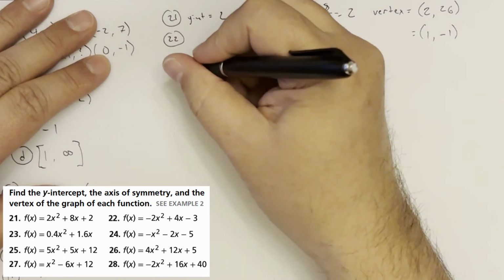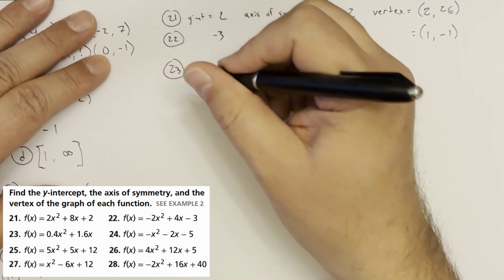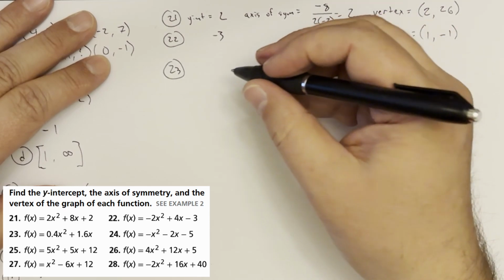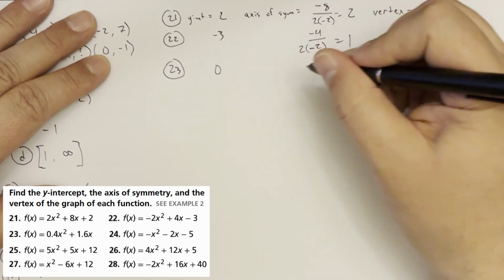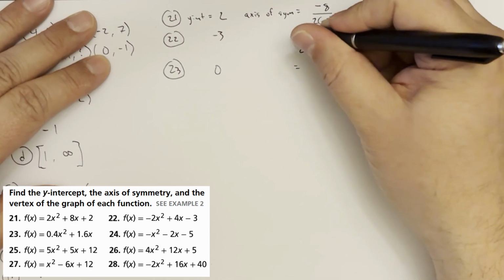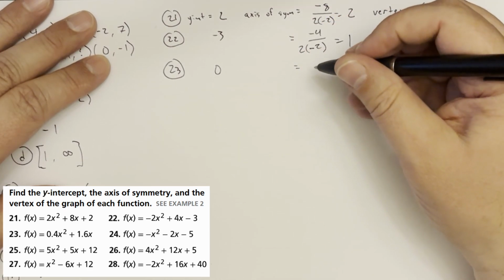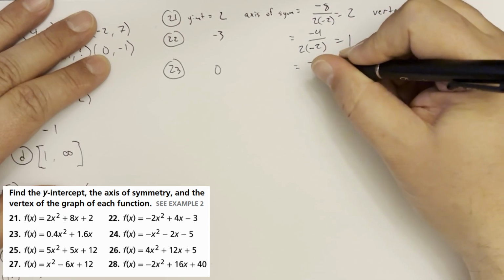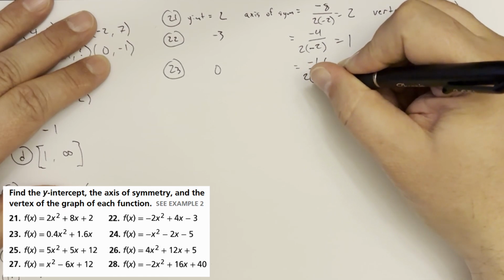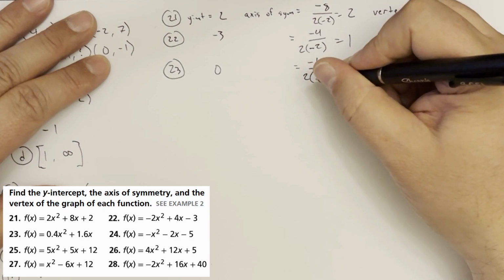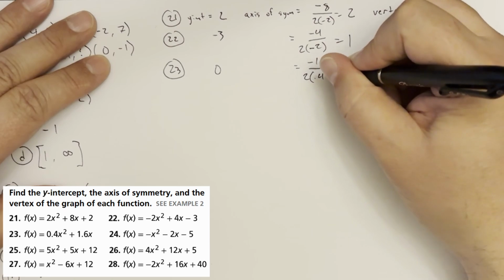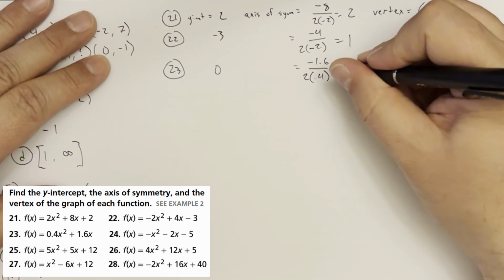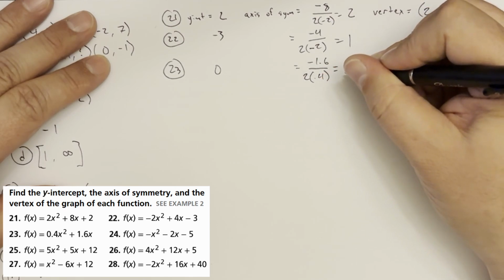23. There is no C value, so we just have 0 as the y-intercept. This time we have -1.6 over 2 times 0.4. And 2 times 0.4 becomes 0.8, which is half of 1.6, which means our answer is -2. Does that make sense? I do that in my head, but maybe I should write it out better next time.